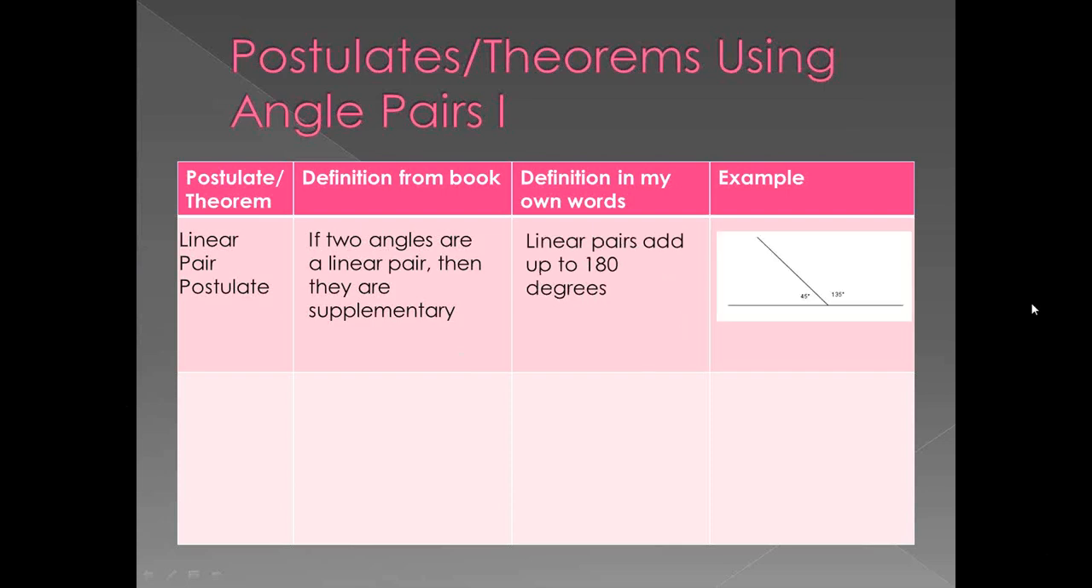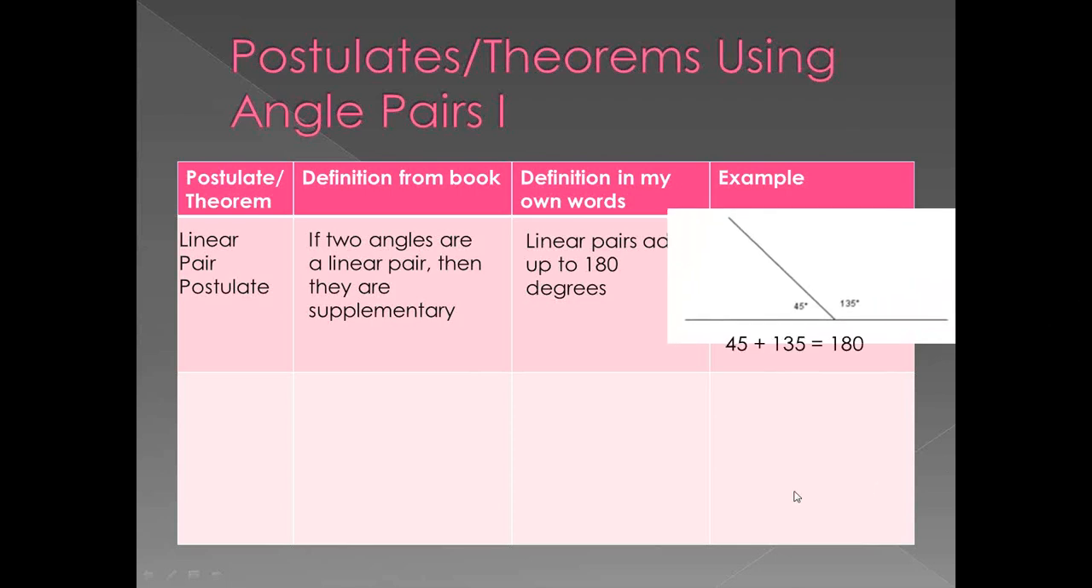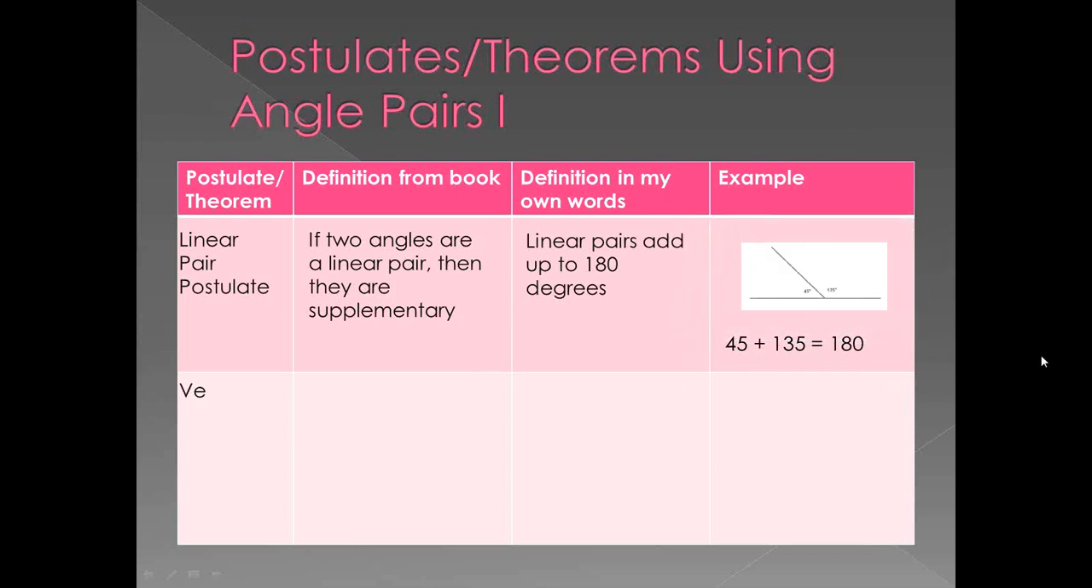This is that in my own words. And here's an example. These two angles are a linear pair because they lie on this line down here. So if we add them together, this is 45, this is 135, and we found out it is true, they add up to 180. And that's the definition of supplementary angles. Next one, vertical angles theorem. And that just says that they are congruent.